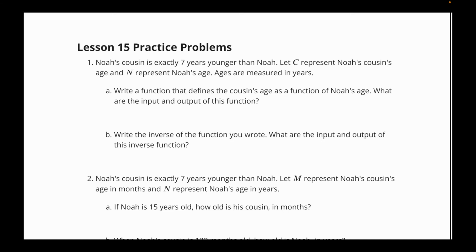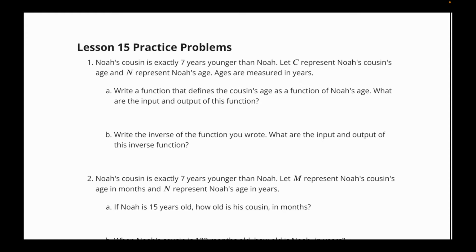So question 1 here, we have Noah's cousin is exactly 7 years younger than Noah. We want to let C represent the cousin's age and N represent Noah's age, and ages are measured in years. So we want to write a function that defines the cousin's age as a function of Noah's age. So we basically want to say C is the cousin, and what is that equal to if we use Noah? What are the input and output of this function?